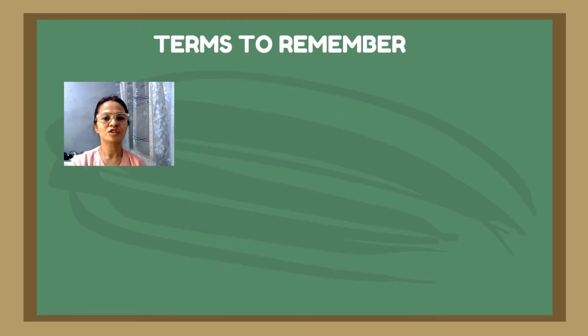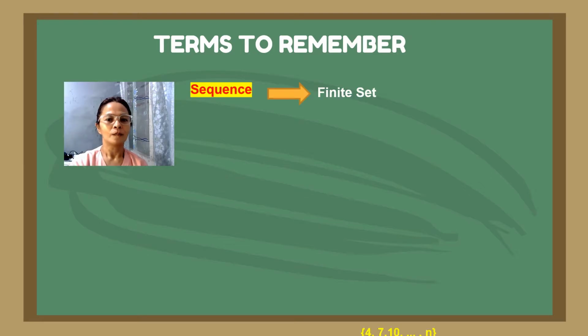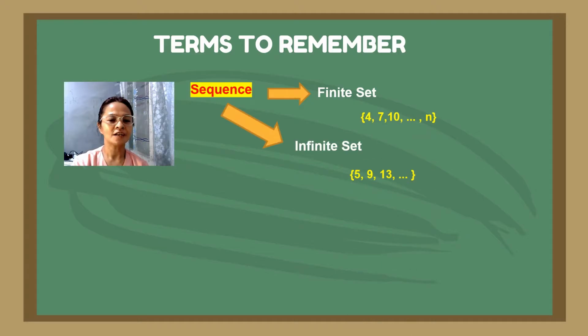There are terms to be remembered in this video. First, the term sequence. Sequence is a succession of numbers formed according to a rule. It is a function whose domain is the finite set or the infinite set. An example of a finite set is the set of numbers 4, 7, 10, and so on, up to the last number n.